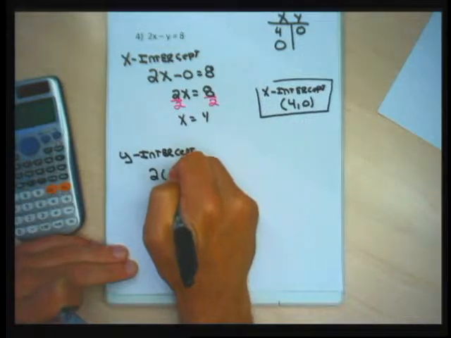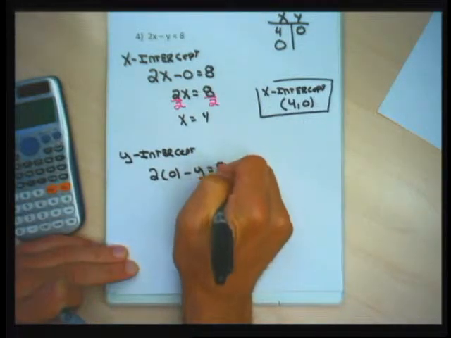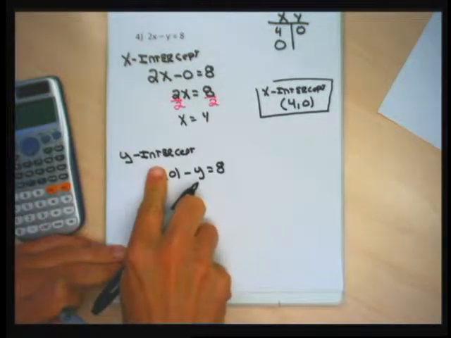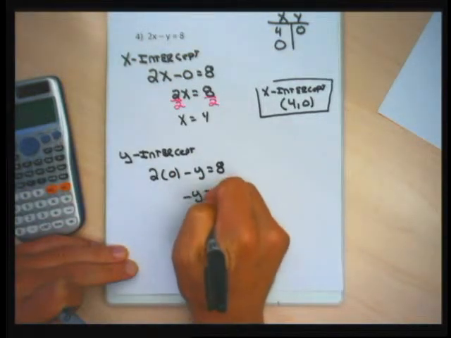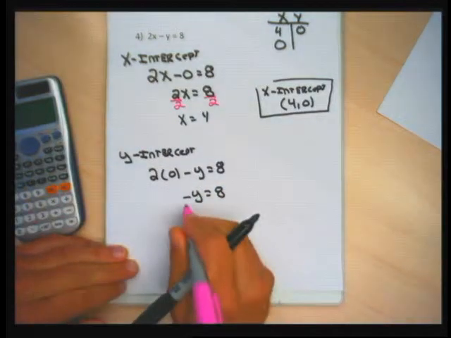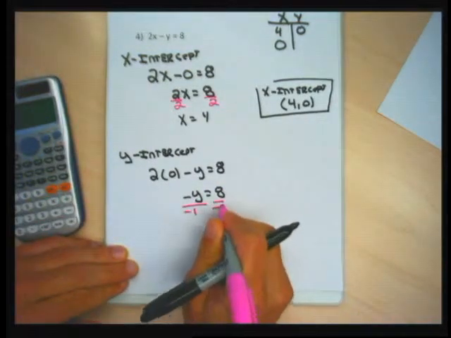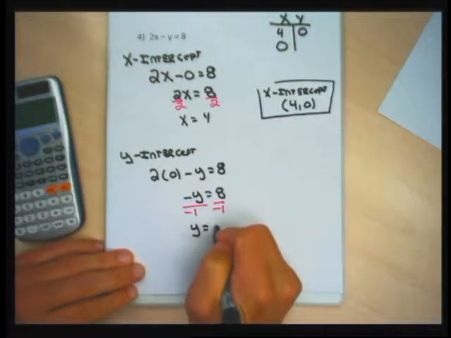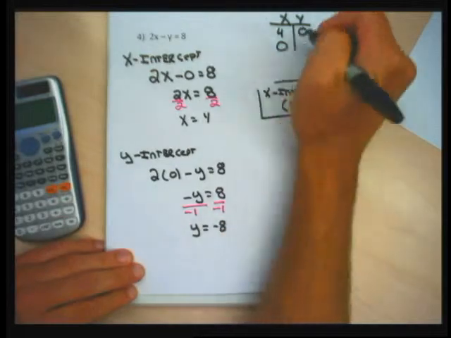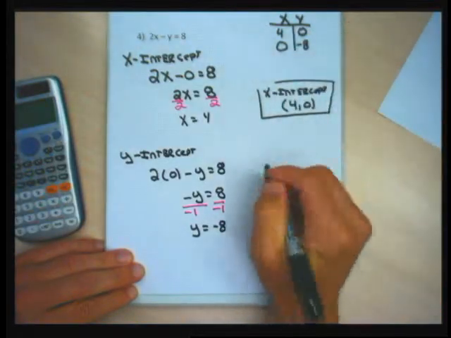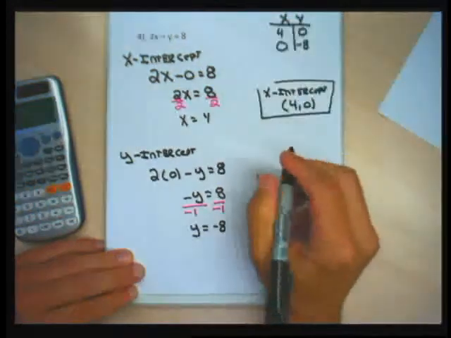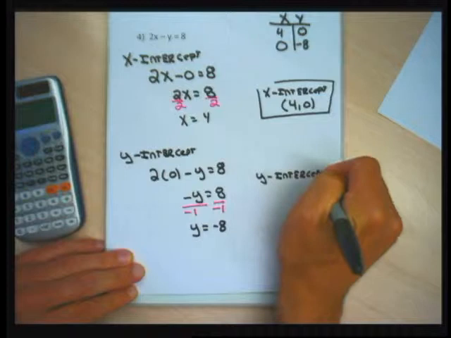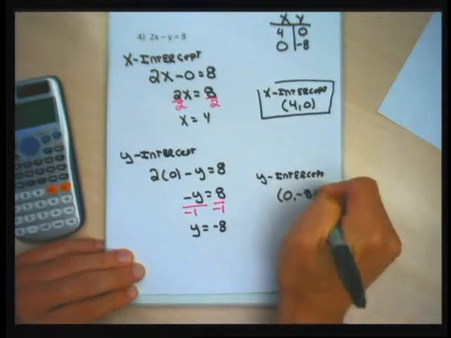So I'm going to go 2 times 0 minus y equals 8. When I do that, the 2 times 0 goes away. It's equal to 0. I get minus y equals 8. I'm going to divide both sides by a negative 1. On the left side, the 2 negatives will divide to be positive. On the right side, 8 divided by negative 1 is negative 8. So I've kind of filled in my table. I don't have to draw this table part at all. In fact, I generally don't. I'm going to say the y-intercept is the point 0, negative 8.